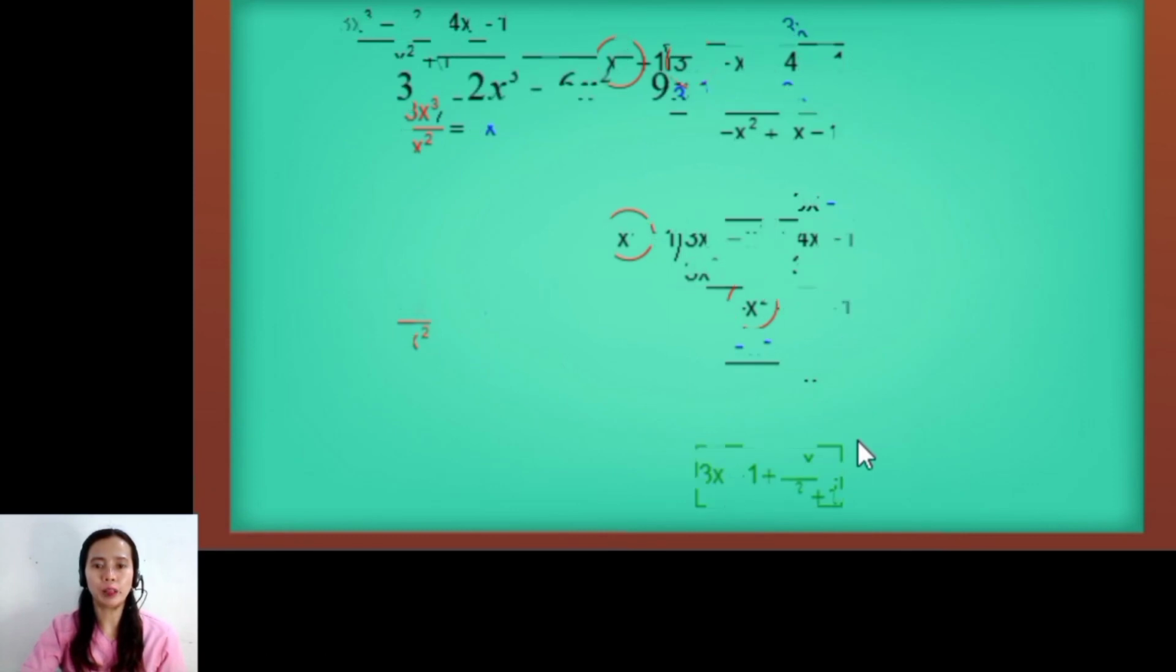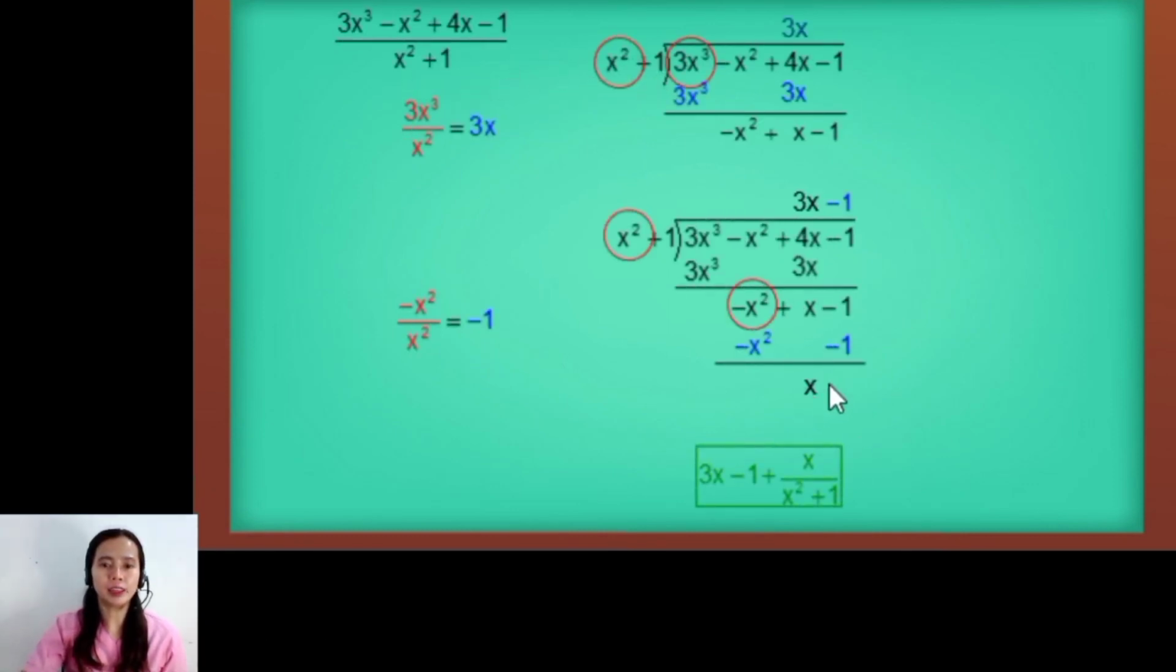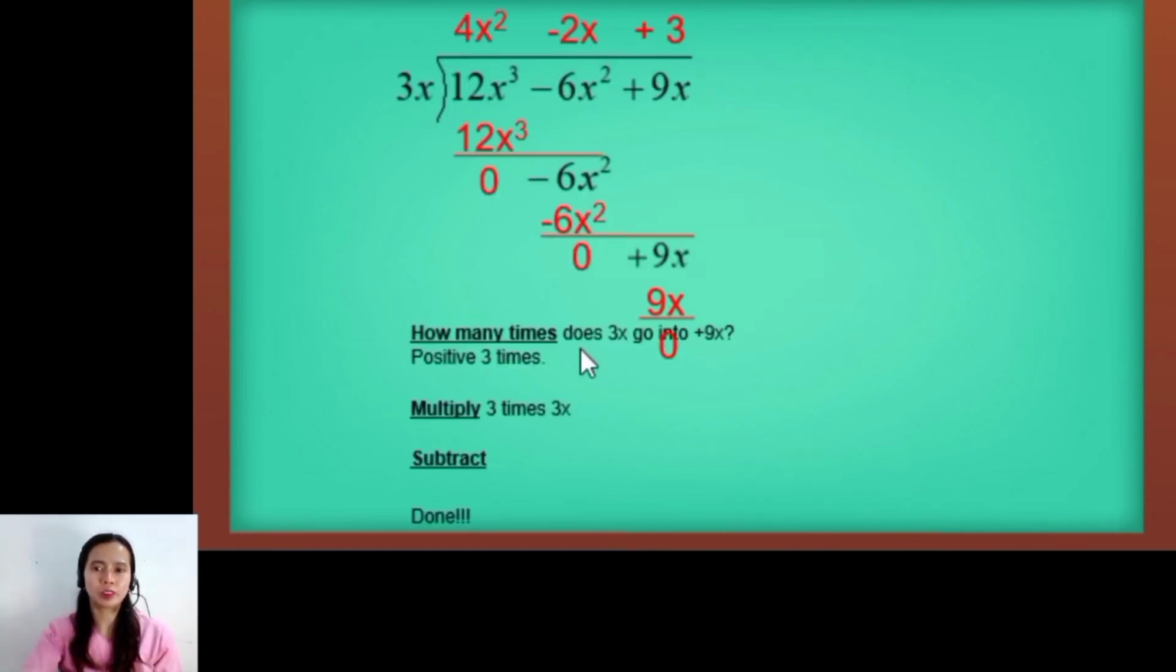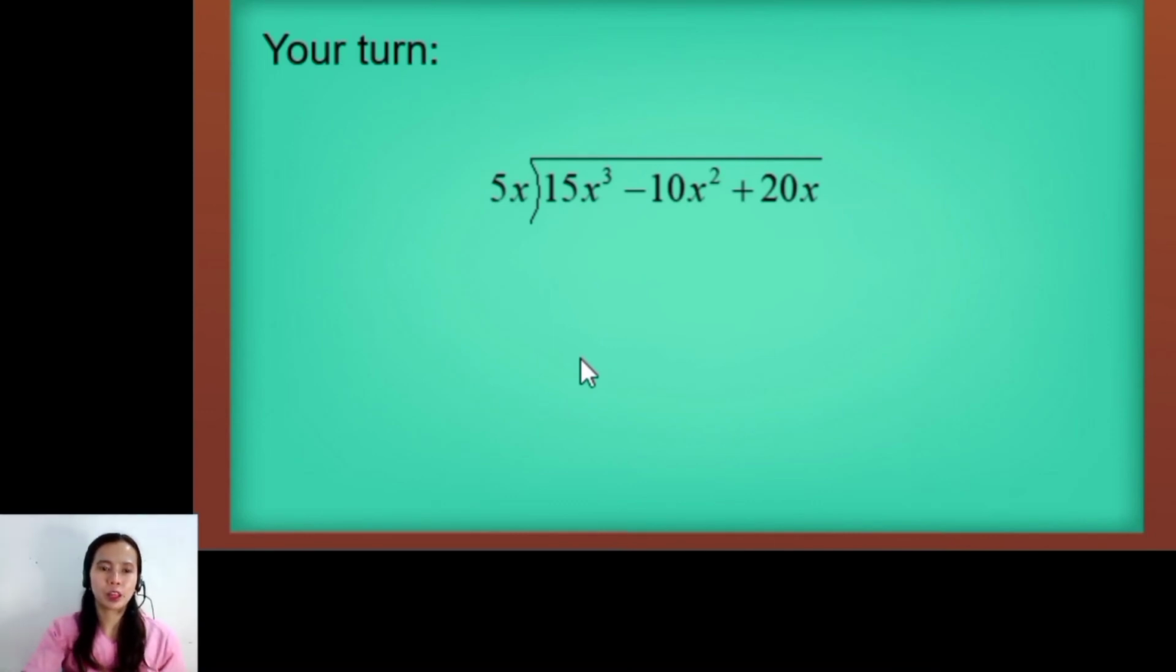Okay? So, we have x. So, that is the remainder. X. So, your final answer must be 3x minus 1 plus, because x is positive, so we have plus. Whatever the sign of your remainder, that is the sign here. So, 3x minus 1 plus x over x squared plus 1. Again, yung remainder lang ang lalagyan nyo ng over. Okay, your turn. You can pause and play. Then, you check whether you got the correct answer.